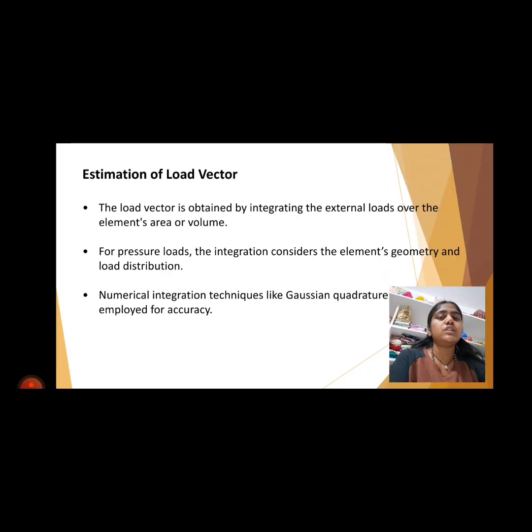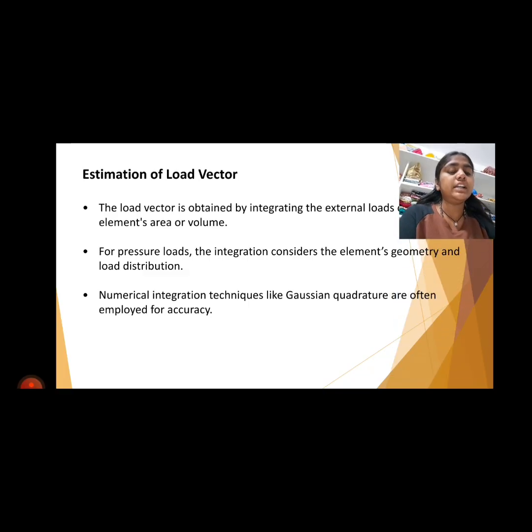Then estimation of load vector. The load vector is obtained by integrating the external loads over the element's area or volume. For pressure loads, the integration considers the element's geometry and load distribution. Numerical integration techniques like Gaussian quadrature are often employed for accuracy.